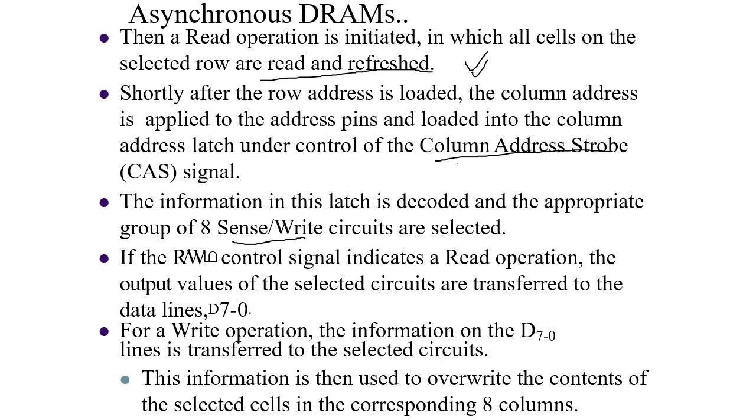If the read write control signal indicates read operation, the output values of the selected circuit are transferred to data lines, same as the previous. During the read operation, the control signal will sense the data that are present in the cell, and it loads it into the data lines, whereas during the write operation, the data that is present in the data lines are transferred into the cells. The information is then used to override the contents of the selected cells in corresponding 8 columns.